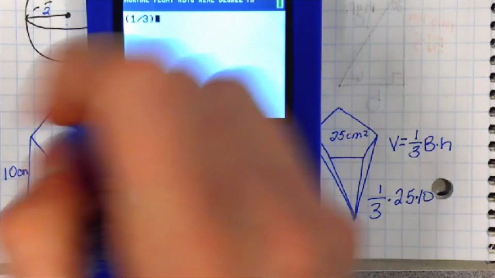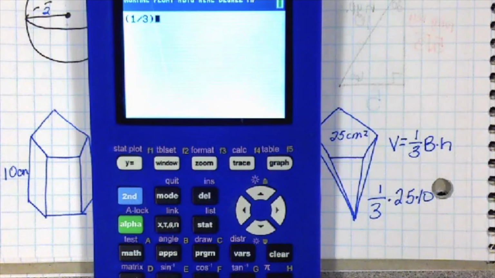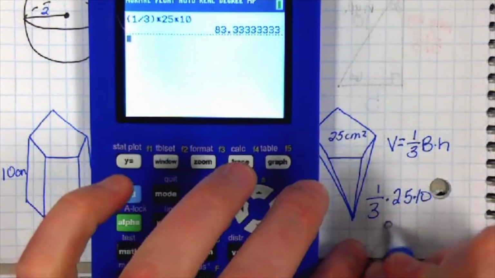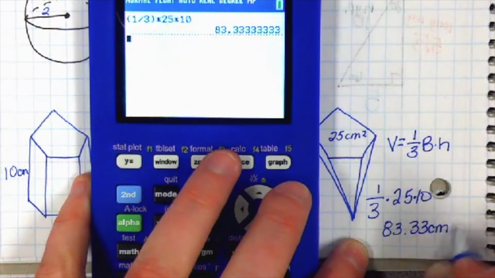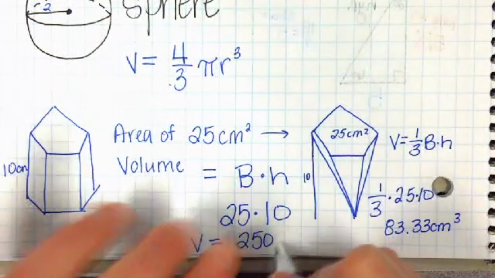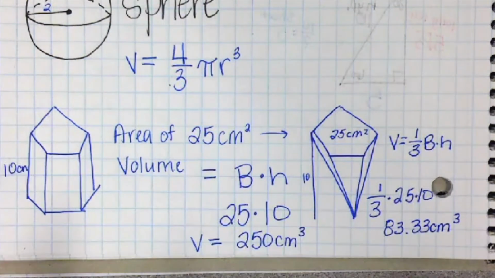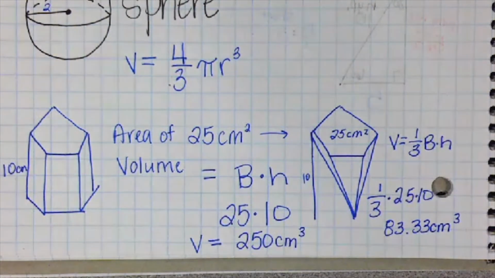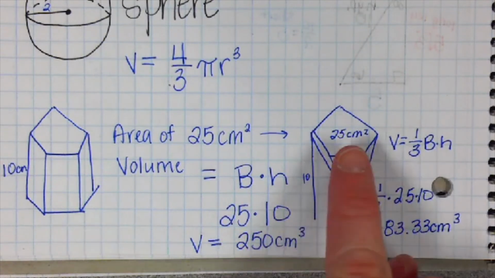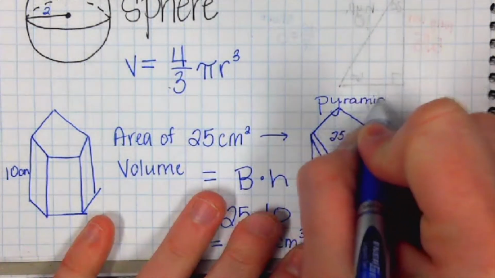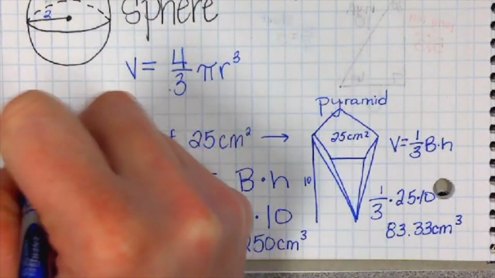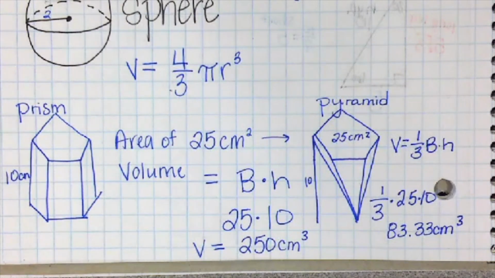So I would do 1/3. Remember, to type fractions in a calculator, you do top divided by bottom times 25 times 10. So it would be 83.33. Now notice it would be centimeters cubed because it's now a 3-dimensional shape, not a 2-dimensional shape. And that would be how you find the volume of a pyramid. This was volume.